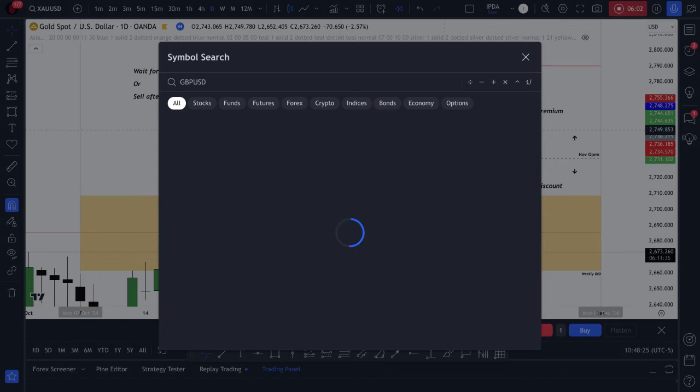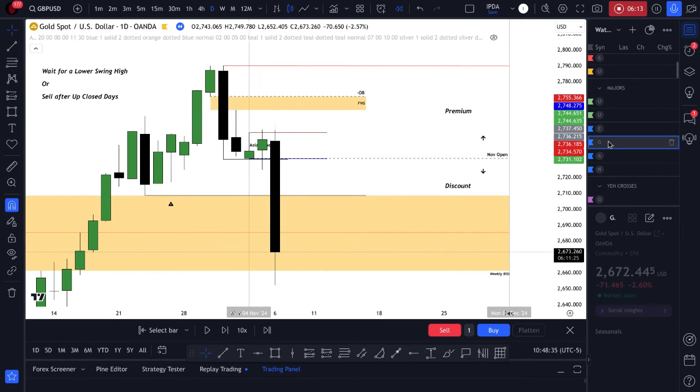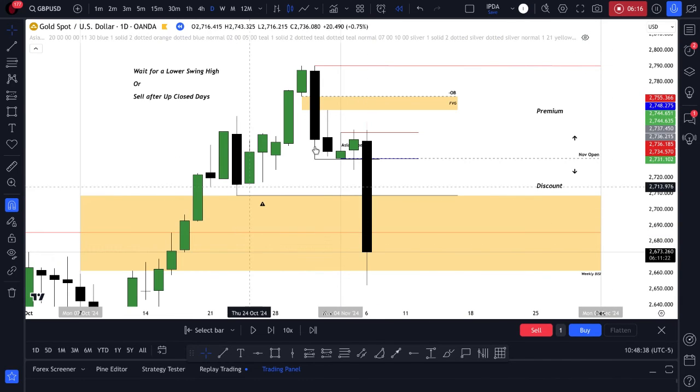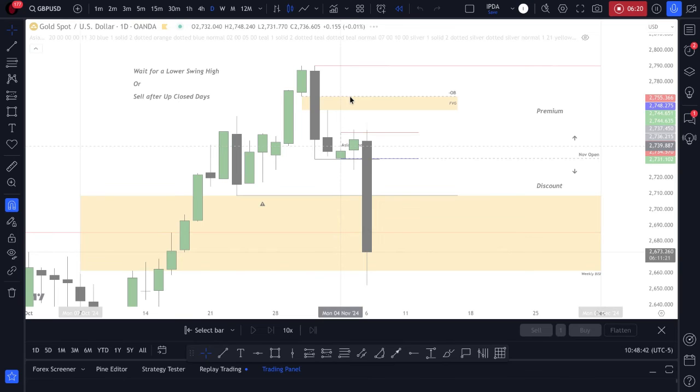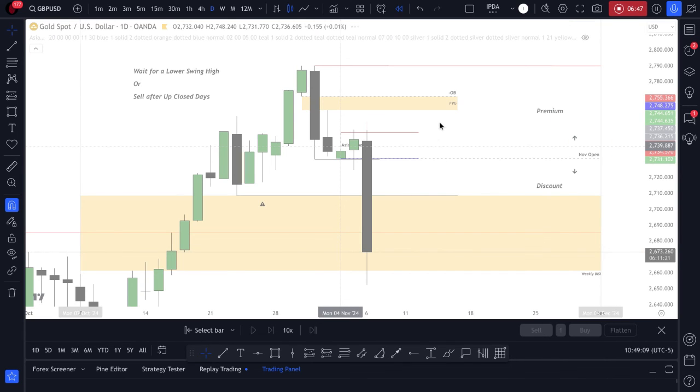Now let's take a look at GU. If we could get it to load. Come on, TradingView, what are we doing? Not sure why it's not loading, but GU is very similar as well.